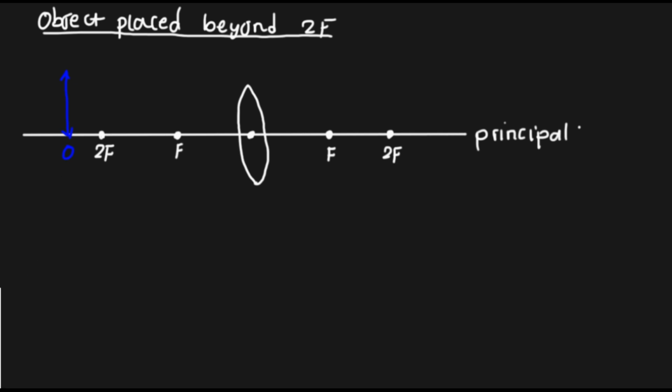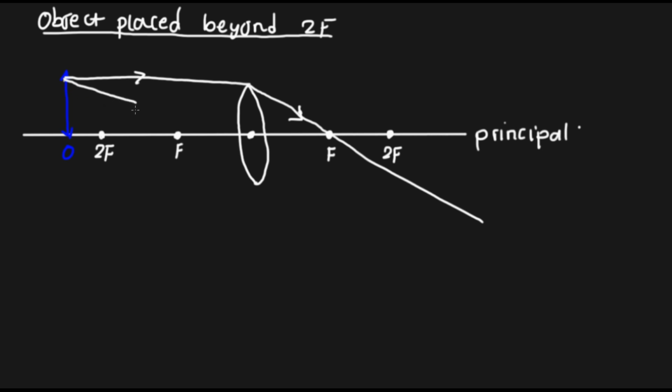So now, how can we draw the image? What is your first step? The first step is you need to draw a straight line until it meets the lens. Then after that, bend it by passing through the focal point number 1. Then number 2. I'm now going to draw another ray of light, but this time I just have to make sure that this ray of light passes through the center.